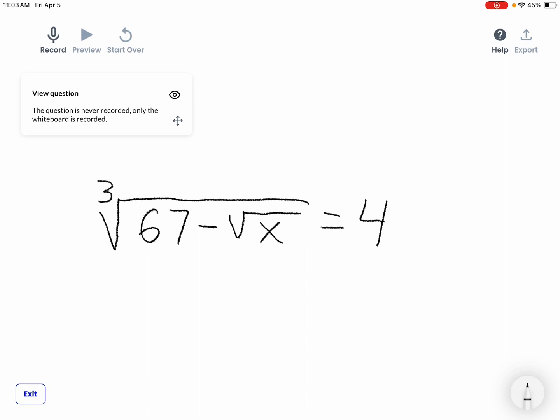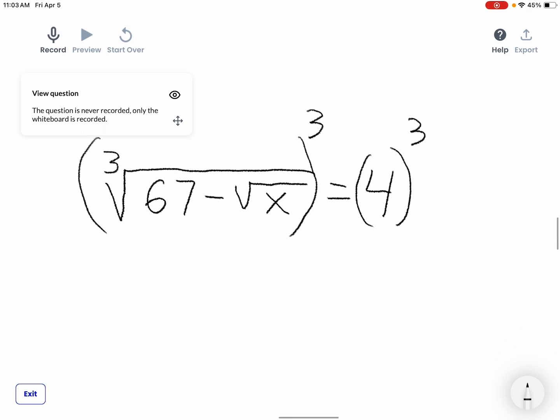So if we go ahead and cube both sides, that's going to kill off the cube root on the left, right? Because the cube root of something cubed is just whatever is underneath that cube root. So if we raise both sides to the 3rd power, what do we get? Well, the cube root of something cubed is, again, whatever is underneath that cube root. So we end up with just 67 minus the square root of x is going to be equal to 4 cubed. So that's 4 times 4 times 4.